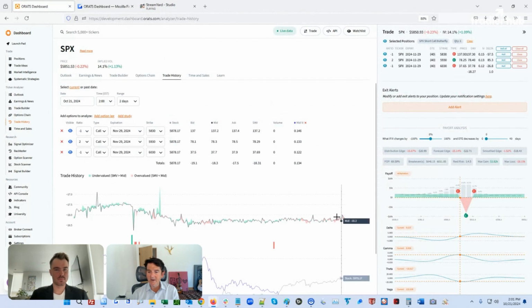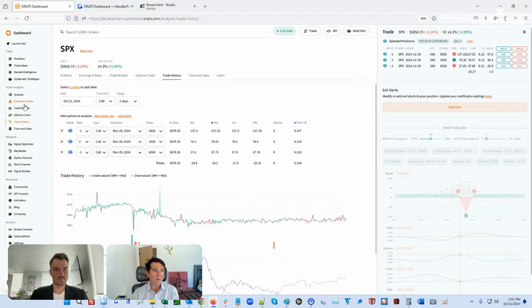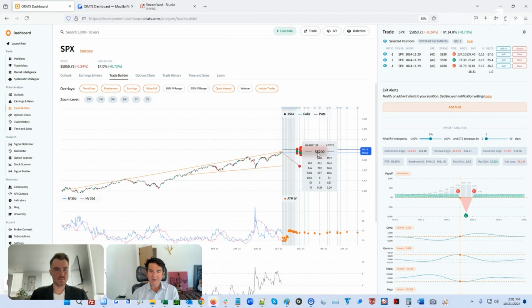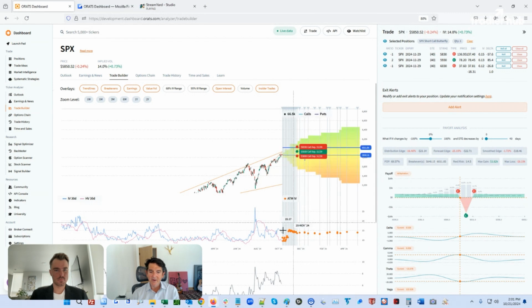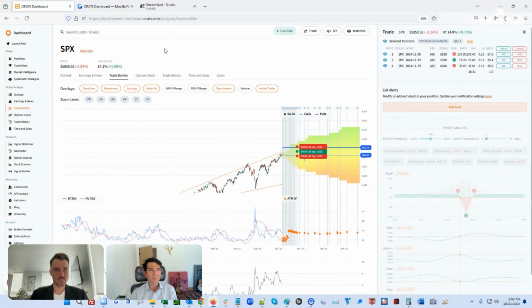So if we look at it, it was doing all right. Now it's going against us a little bit. This is the trade history tab, so it's really cool to look at. In the trade builder, you can see where the strikes line up. And then you could also see that slope is coming down, but not enough. So we're down a little bit in this, but it's a longer term trade, so we're sticking with it, Tyler. Sounds good.